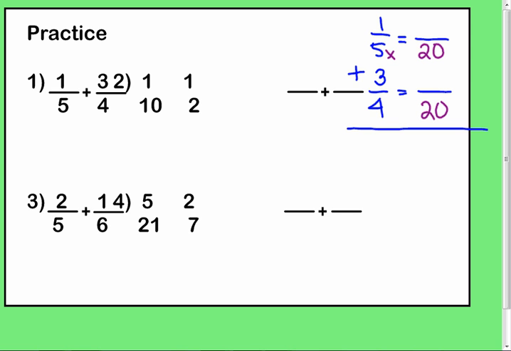So Jeremiah, what do I have to multiply this by to get that? 4. 1 times 4 is 4. How about this one? 5. Chelsea, what do I get? 15. And then what do you do with these top numbers? Add them. So it's what? 4 and 15 is 19 out of 20. When you understand, it's easy.